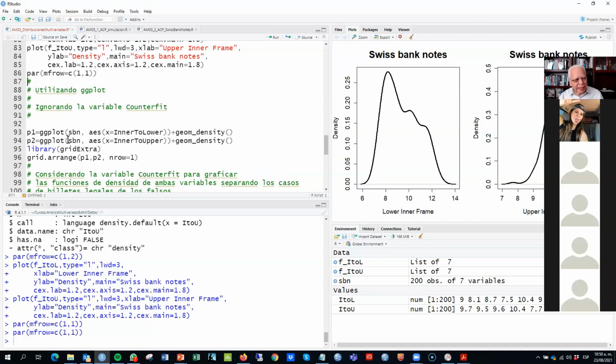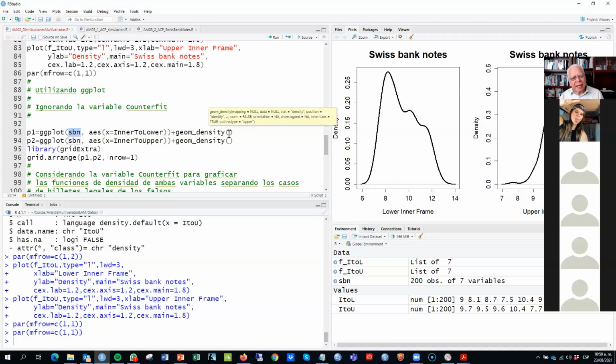The way we do this is we use ggplot, and I'm going to store the graph in an object P1. I'm not going to display it now. So I say ggplot, SVN is my data frame. Then I do the aesthetics, saying x is equal to inner to lower. That's my data from the data frame. So x is going to be that. And I just add plus geom density.